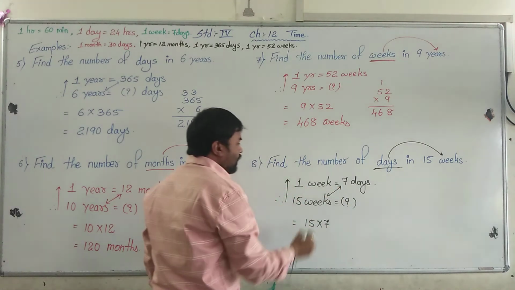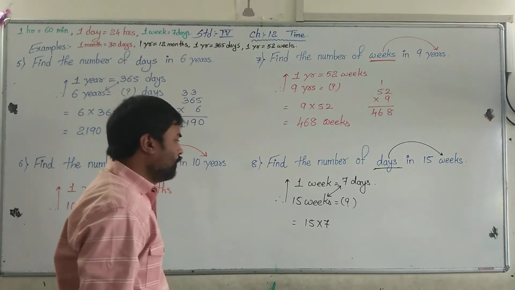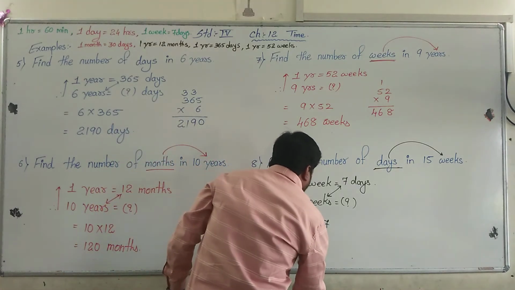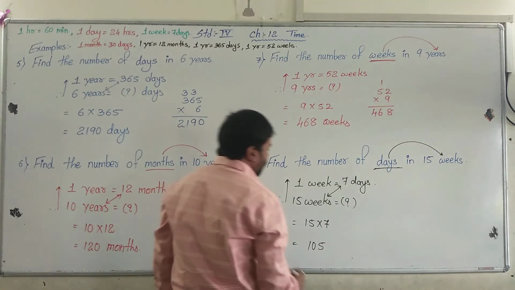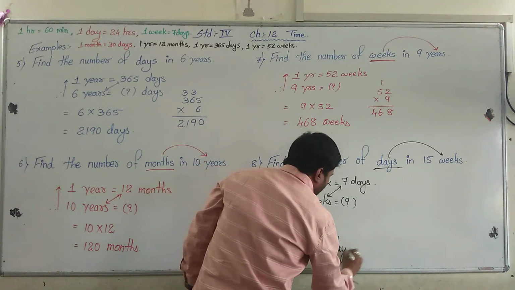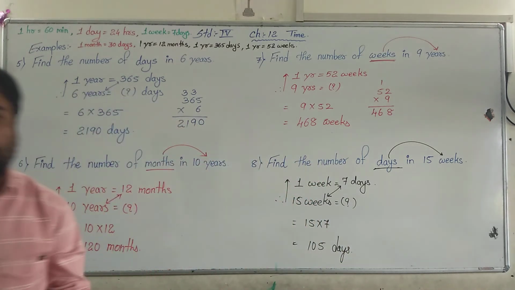So what do I have to do here? Cross multiply. So 7 5s are 35 and 105. 15 7s are 105. So how many days will be there? 105 days will be there.